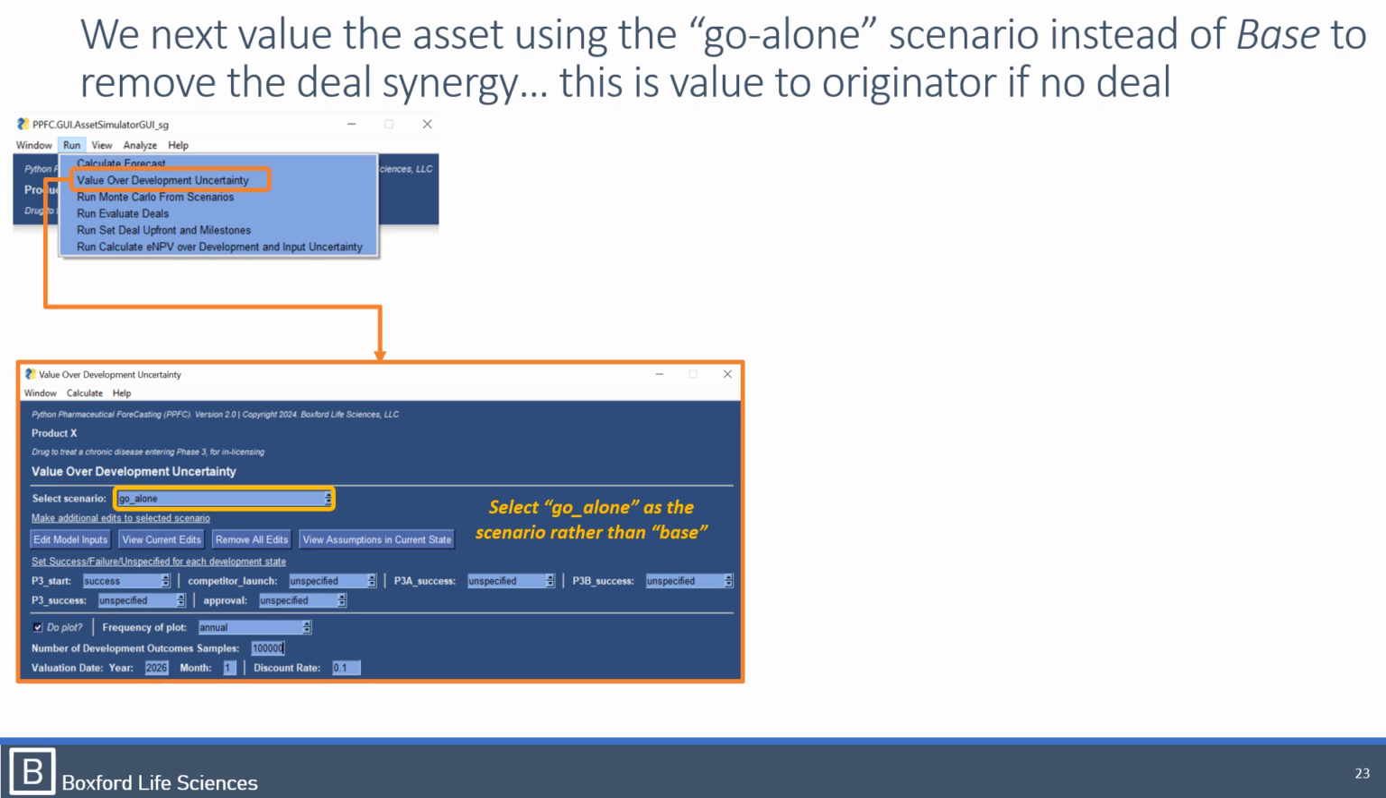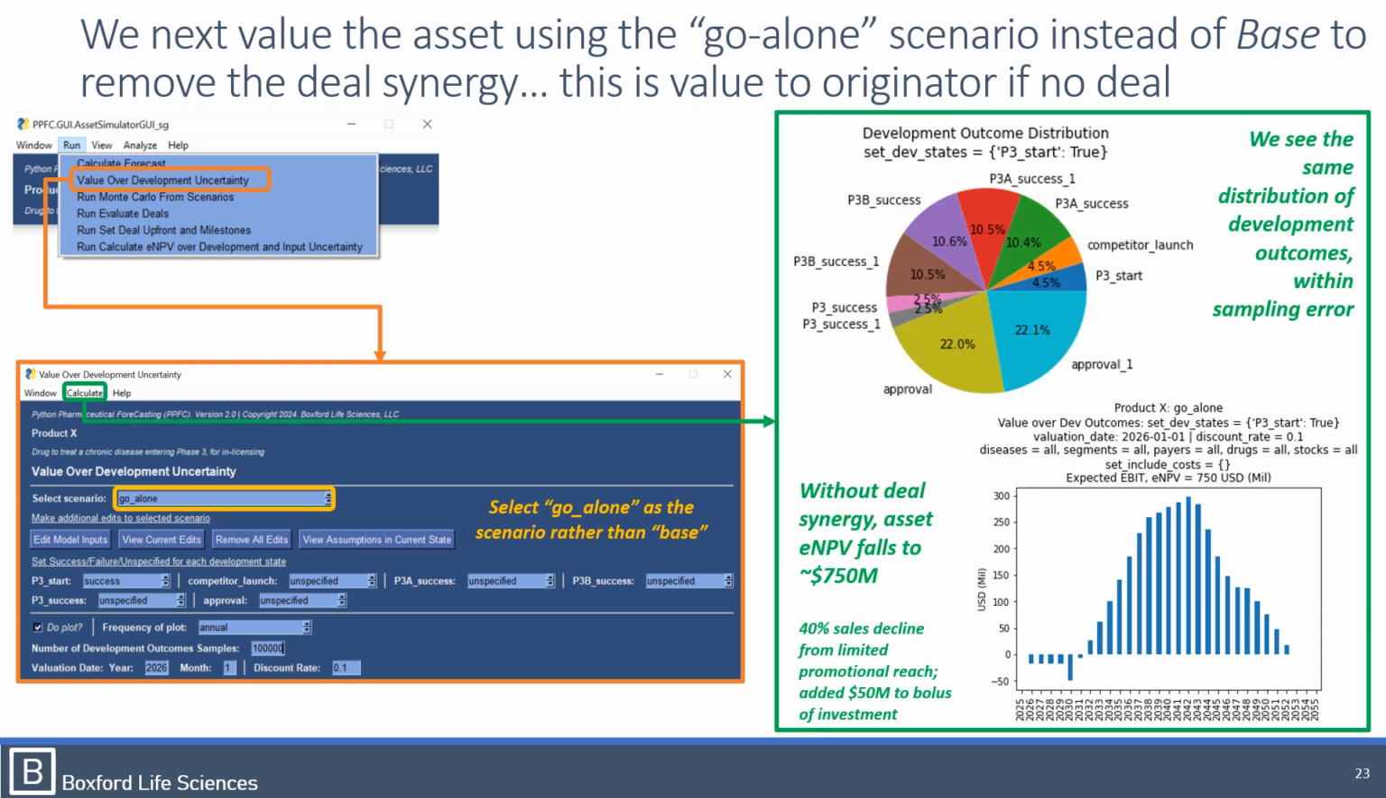We can now do that same valuation over all the development and commercial competitor uncertainty by selecting the go alone scenario instead of the base scenario. And what that's going to do is impose these changes where we now reduce the promotional reach to 60%, and we have now an increased amount of the upfront capability spend if phase 3 is success. When we do this simulation, we get the same distribution over development outcomes because that hasn't changed. But now when we look at the expected net present value, we find that it falls from about 1.4 billion to 750 million because of this reduction in sales from the limited promotional reach and this additional cost.